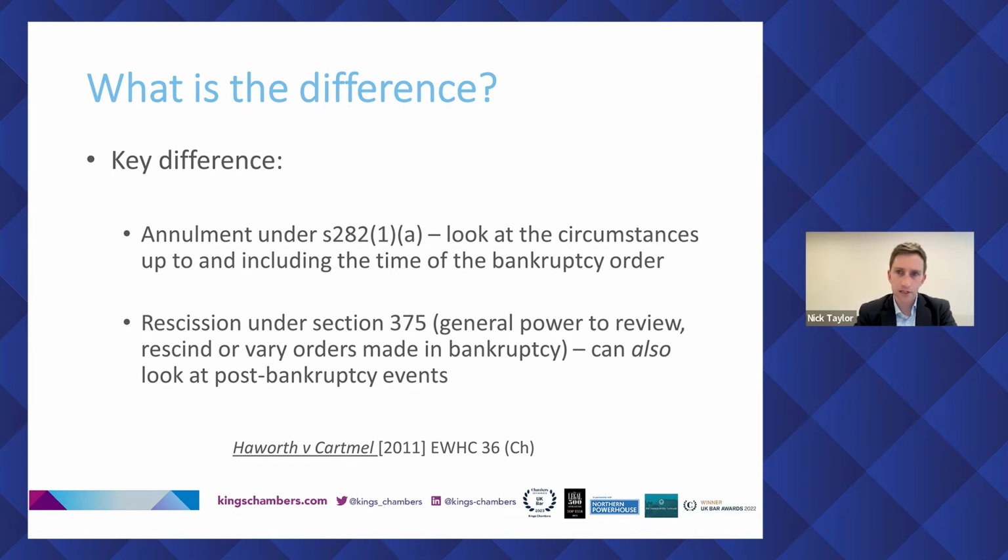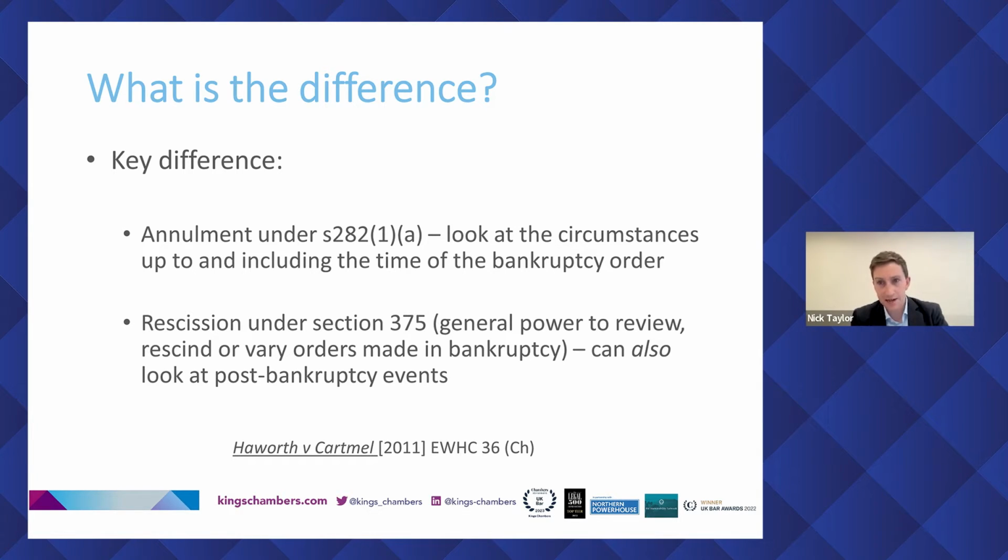So if your evidence in support of your annulment application refers to things that happen up to and including the date of the bankruptcy hearing, really that's more likely to support an annulment application, and that's the territory you're in. With a rescission, you can also take into account changes that have occurred since the bankruptcy order was made. So if your evidence is referring to post-bankruptcy events, that is more likely to be a ground for rescission.